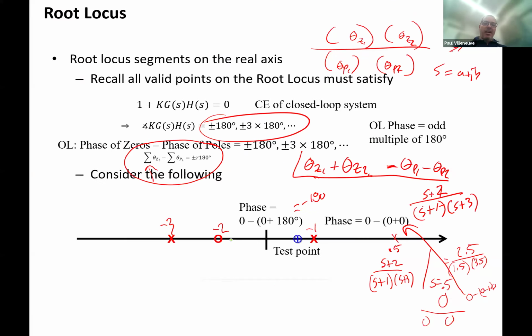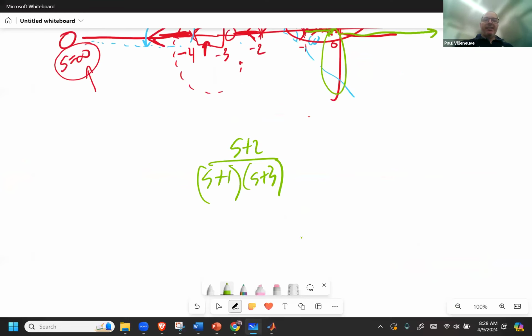So looking at this plot, I'm going to pick a point over here that I know is between minus 1 and minus 2. So let's say that S is equal to minus 1.5. Do you agree that S equals minus 1.5 is between minus 1 and minus 2? Seems like it, right? That's pretty easy.